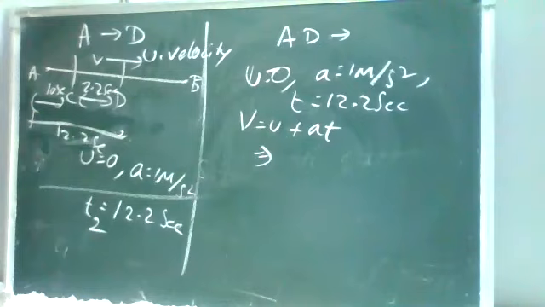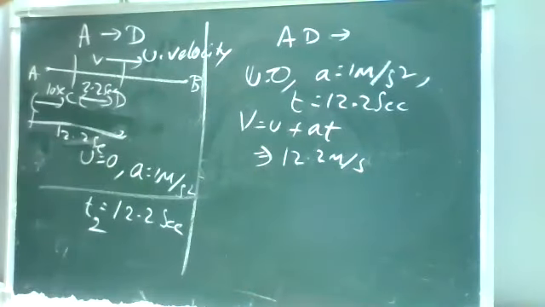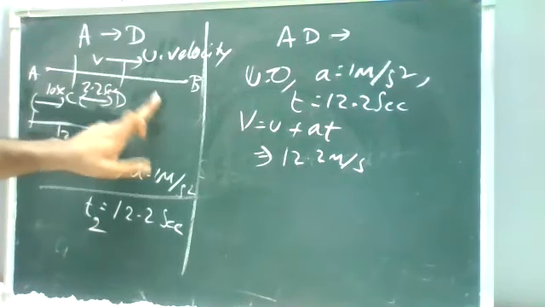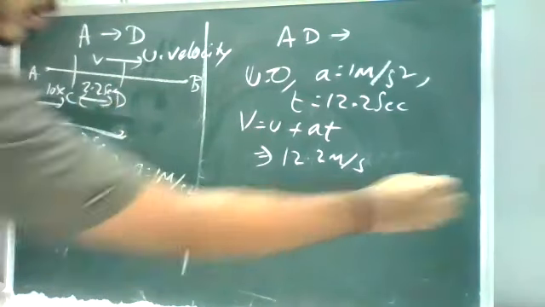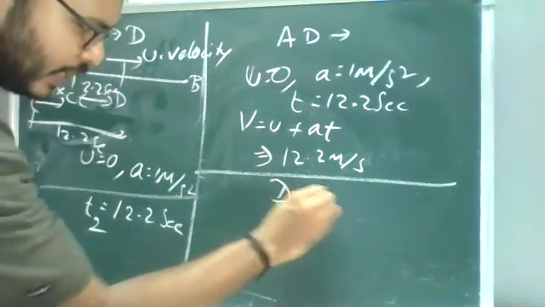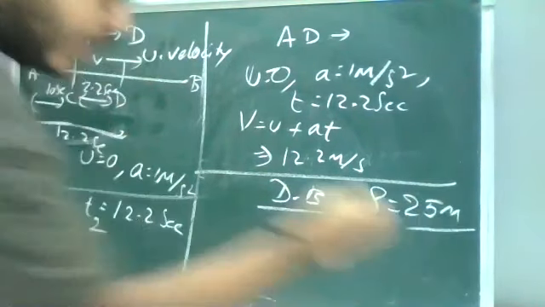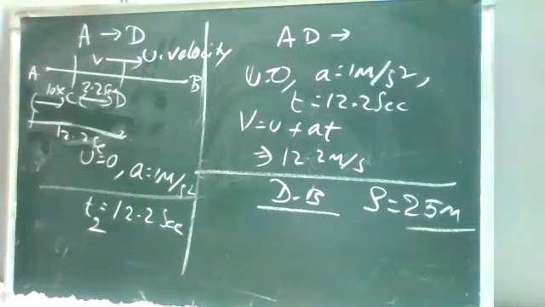Try to find the velocity. It is 12.2 meters per second. Now we got the velocity. For the next case, the fourth quarter, D to B, the displacement s is 25 meters.